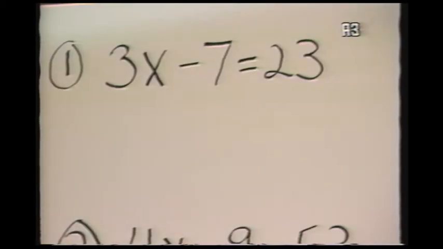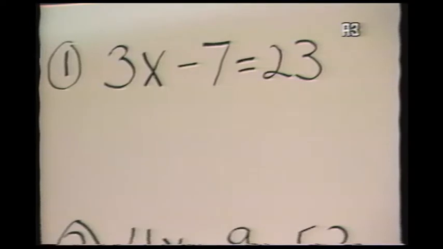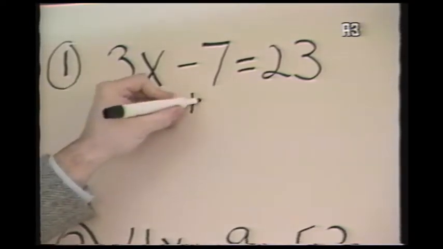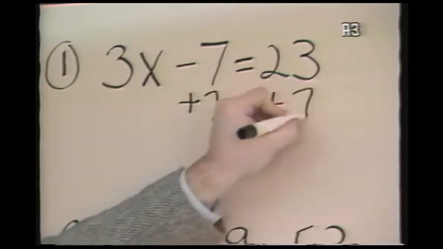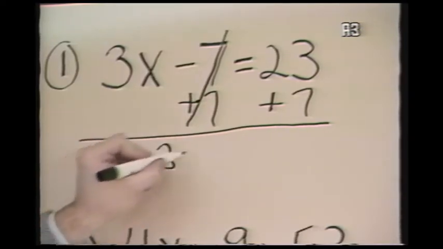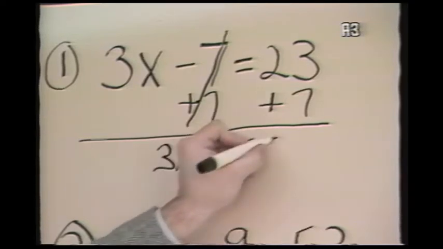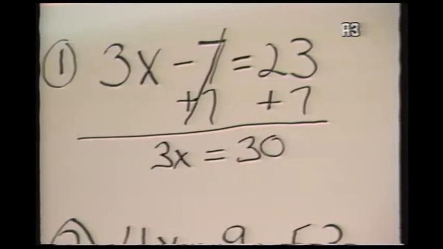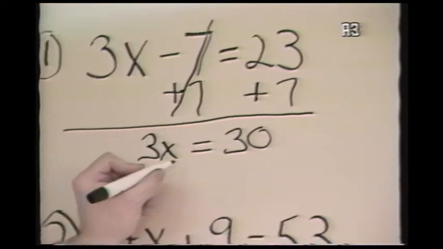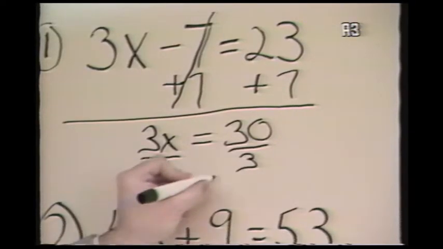Problem number 1, 3x minus 7 equals 23. What I want to do is bring that over here. I want to isolate my coefficients. So what I should do is react with a plus 7, and 3x minus 7 plus 7 will equal 3x. The left side of the equal sign has 3x. 23 and 7, 30. So 3x is equal to 30. Dividing each side by 3, I will find that x equals 10.